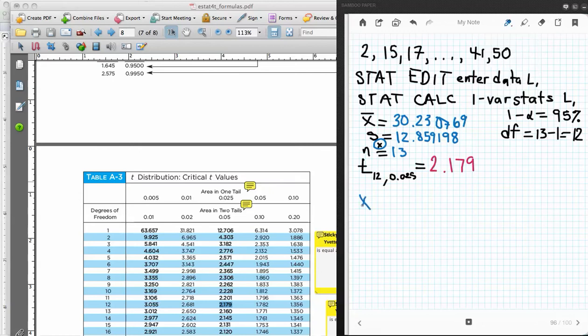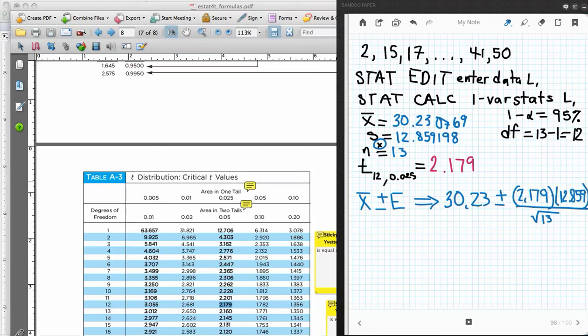So my confidence interval starts with x bar plus or minus my E. And so now, once I have that, I'm going to say, okay, well x bar is 30.23, and then plus or minus, and then my E is 2.179, and then it's multiplied by S, 12.859, and then divided by, and then my sample size, square root of 13.